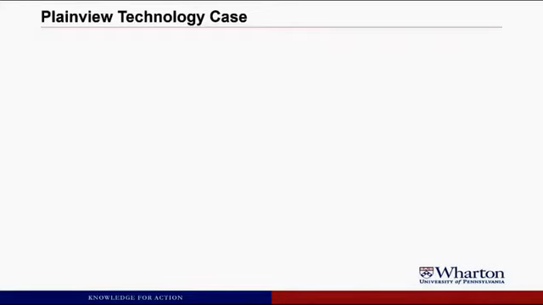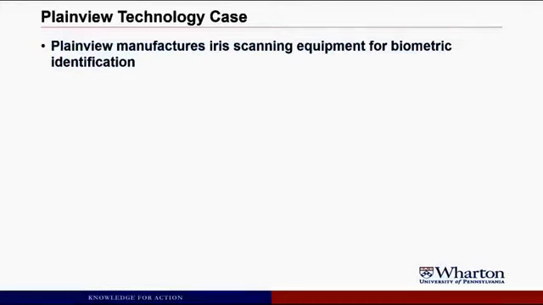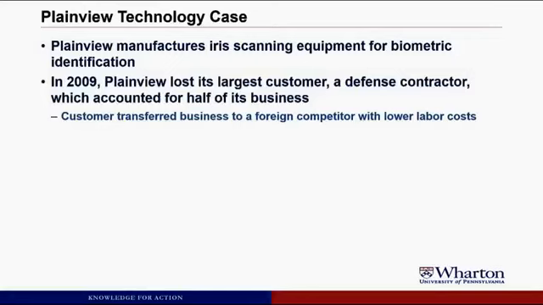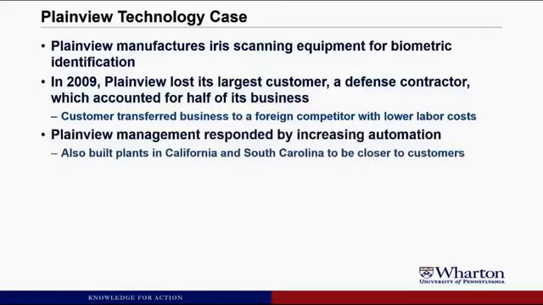Let's start with some background on Plainview Technology. Plainview manufactures iris scanning equipment for biometric identification. In 2009, Plainview lost its largest customer, a defense contractor, which accounted for half of its business. The customer transferred its business to a foreign competitor which had lower labor costs. Plainview management responded by increasing automation. They also built new plants in California and South Carolina to be closer to their customers.